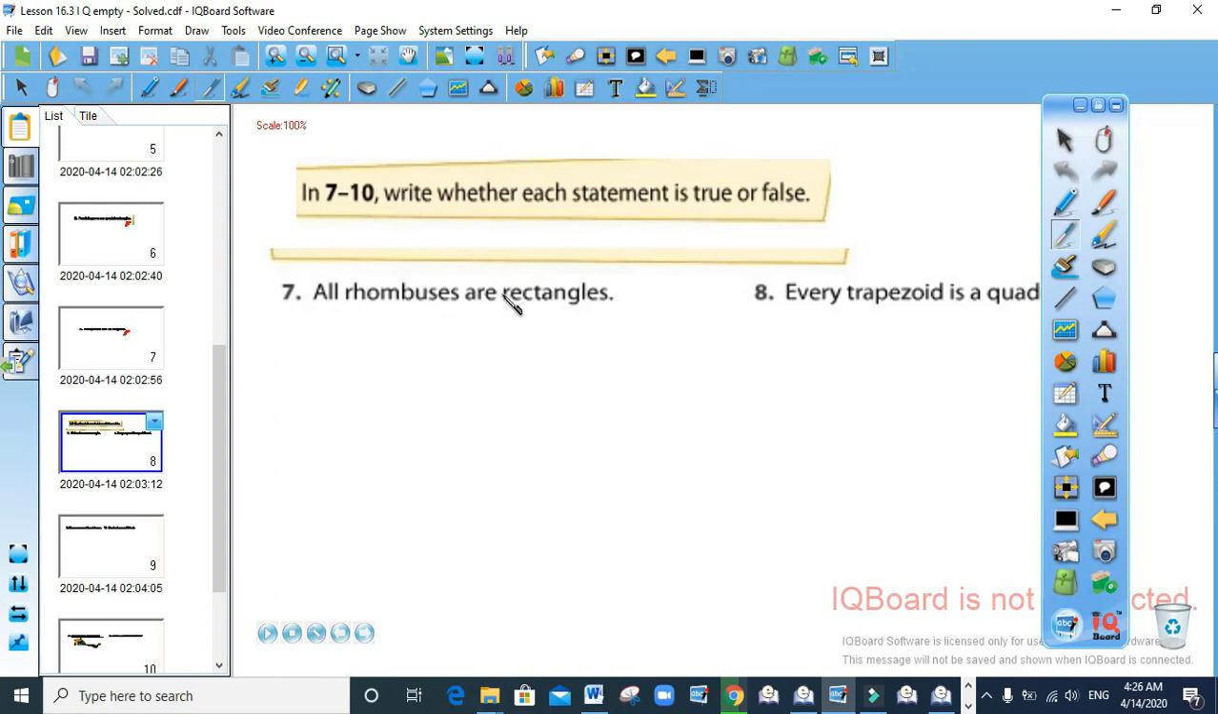All of the rhombuses can be rectangles? No, not all of them. Only if it has 4 equal angles or 4 right angles. So this one is false.